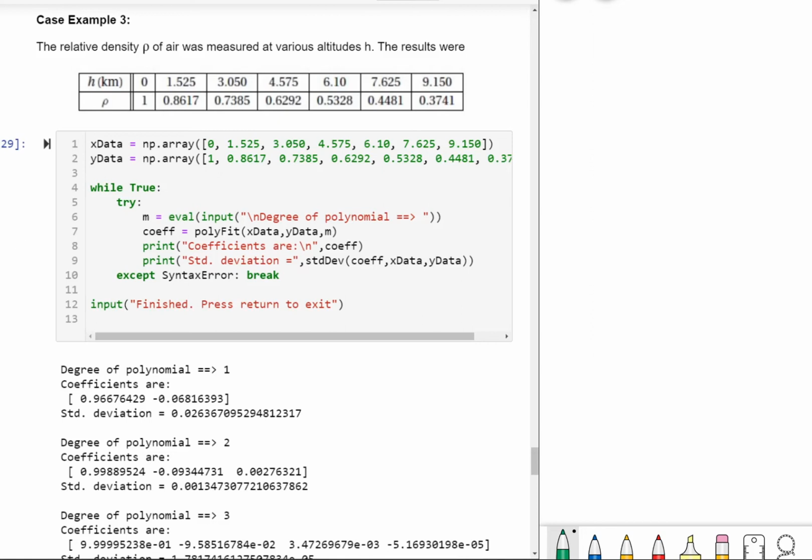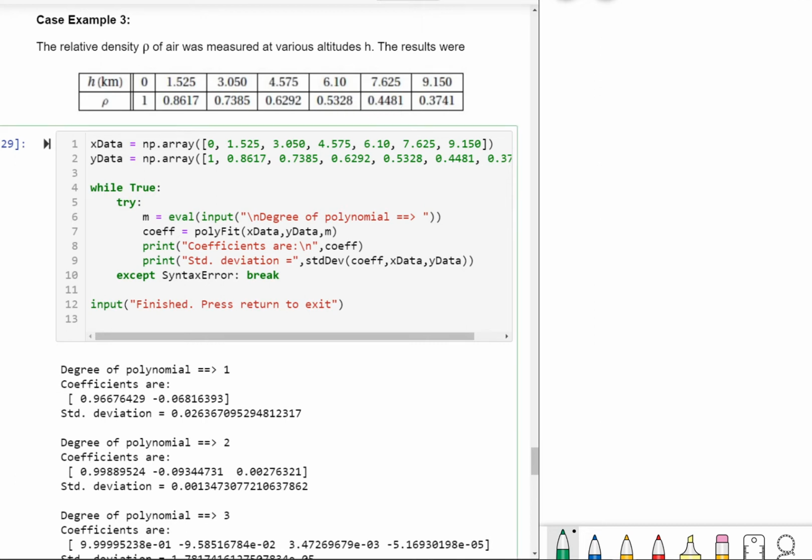In this third example, the relative density of air was measured at various altitudes h. The results were: you have 1 at 0, and if you increase by 1.5 kilometers, the density of air becomes smaller, and as you go higher, the density becomes lower. So basically this seems like a linear relationship, but let's see.